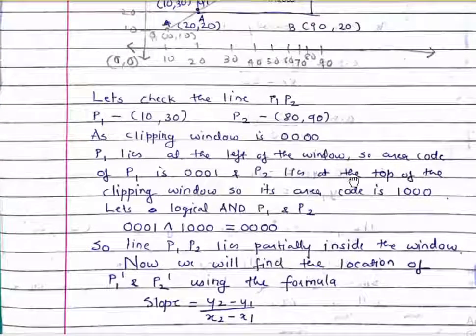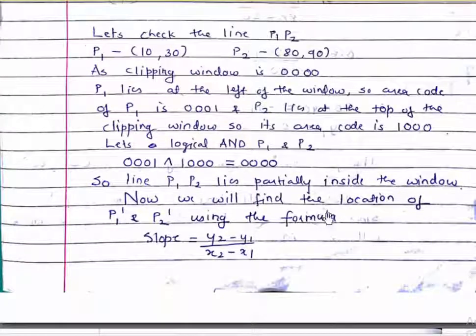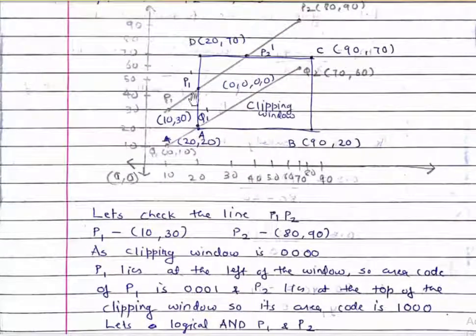Now, since it lies partially inside the clipping window, we have to use the formula of slope to find the positions of P1 dash and P2 dash, because after clipping, what will exist in the window will be P1 dash P2 dash, a new line which is part of the line P1 P2. That will happen after clipping the line. So we have to find the coordinate positions of P1 dash and P2 dash.